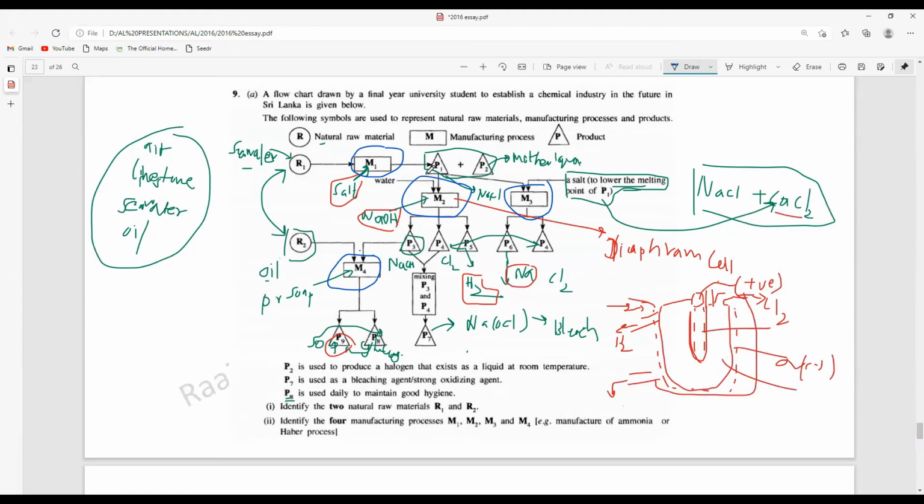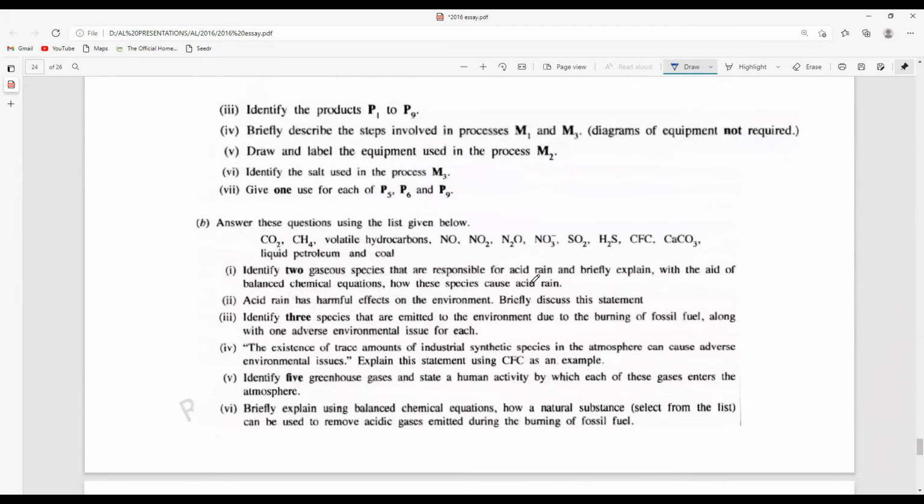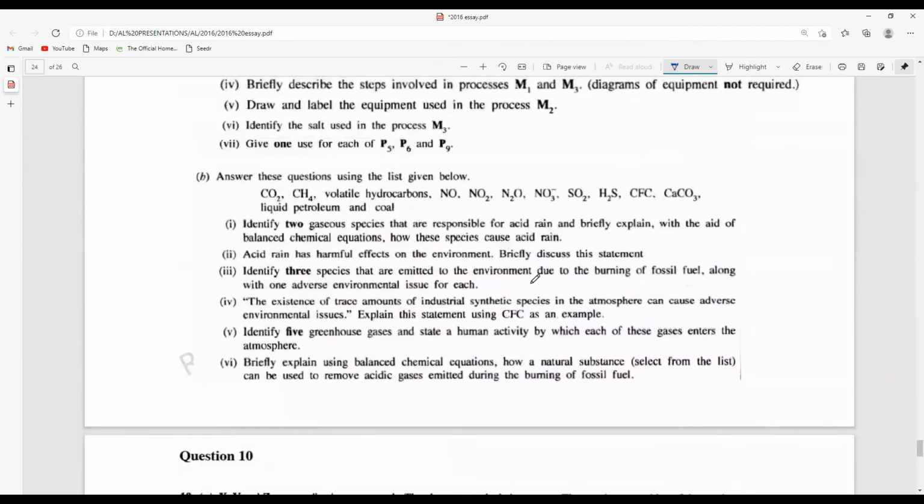Then you can easily answer, or even they will ask, to get NaOH we add water to NaCl and do the electrolysis, so from where can you obtain this NaCl solution? You need to know this is from the salt production. You can get NaCl directly, right? So try to go through this and get a complete picture of it. Okay, so this finished our discussion on part A of this question number 9. And moving on to part B.